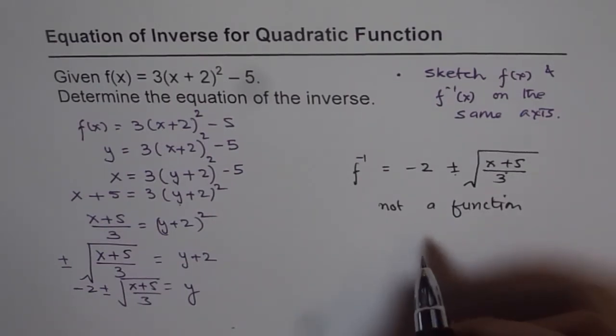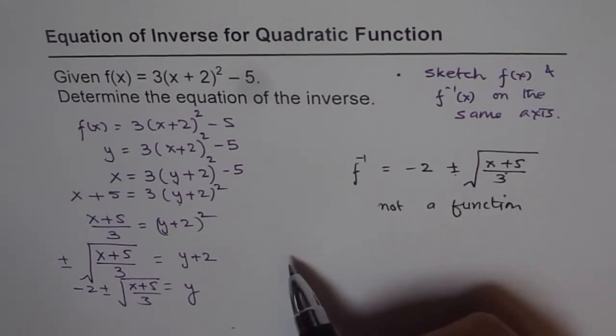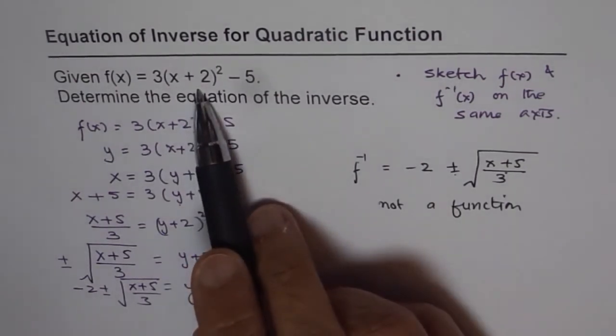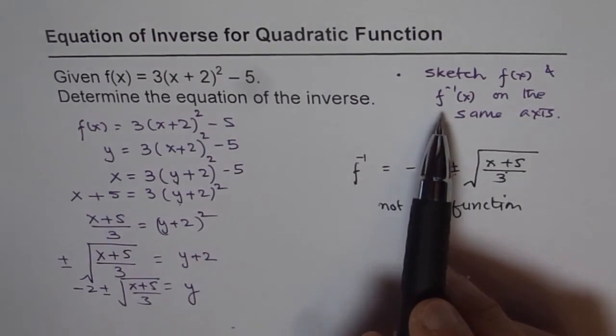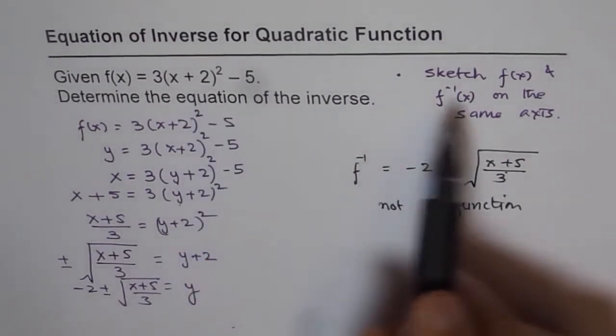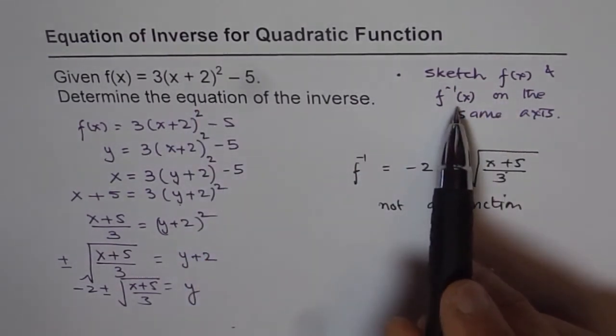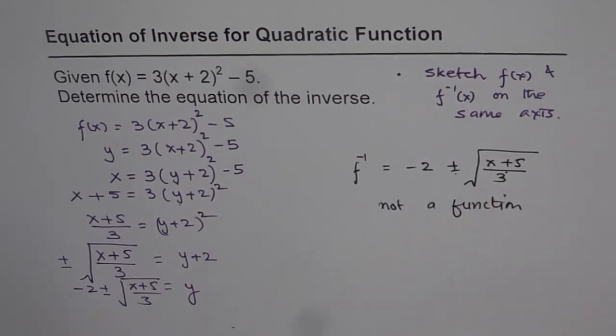But this is just to remind you once again, what you need to do now is sketch this function along with the parent. Sketch this function and on the same axis sketch its inverse, right? And then write domain and range for both the given function and its inverse. I hope that will be interesting.